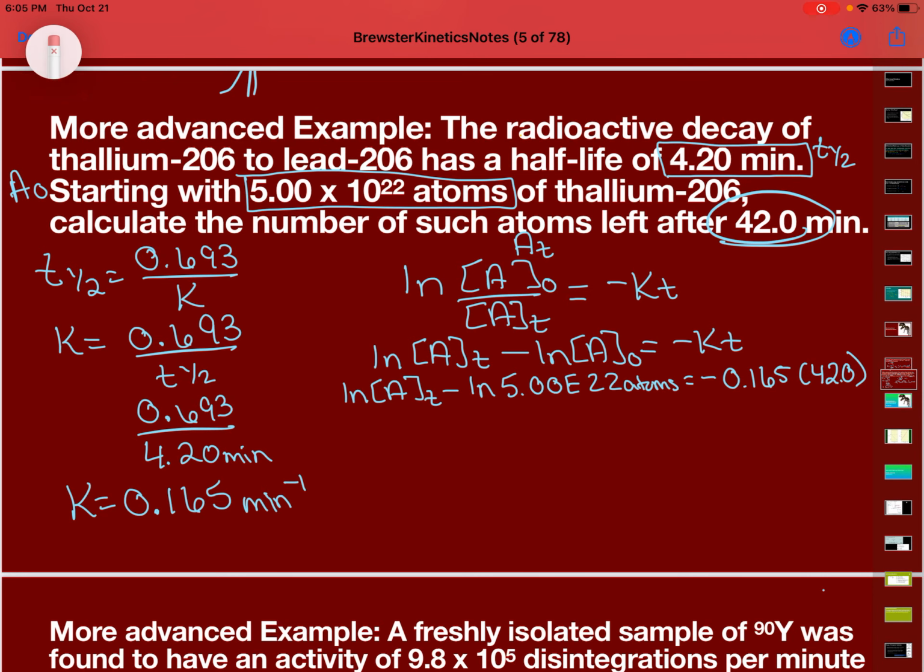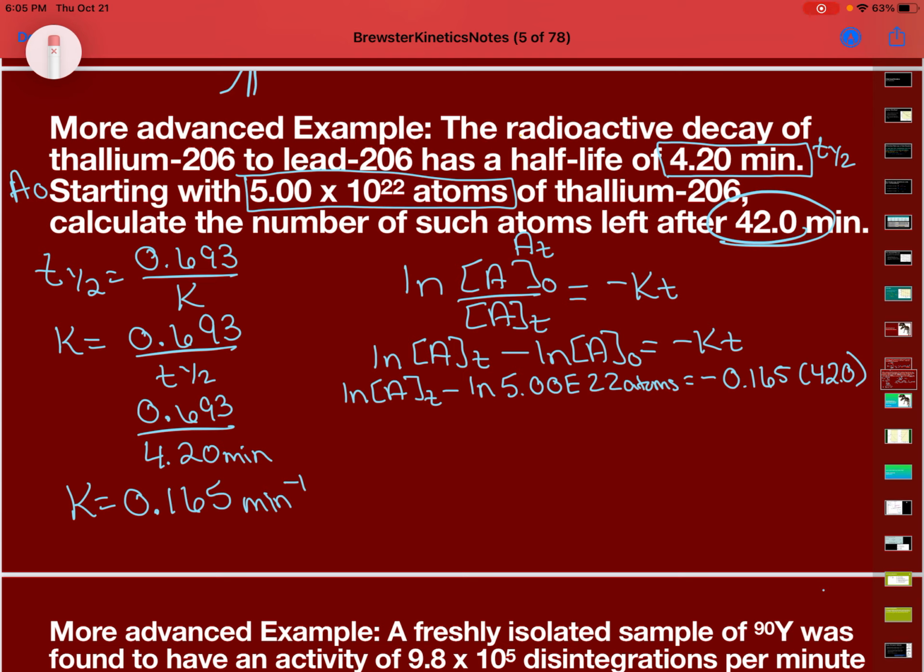Okay, so I'm going to start on this one midstream on this problem. I've labeled in here the half-life is 4.20. I've got the A naught, which is the 5.00 times 10^22 atoms. And I want to find out how many atoms I have after 42 minutes.